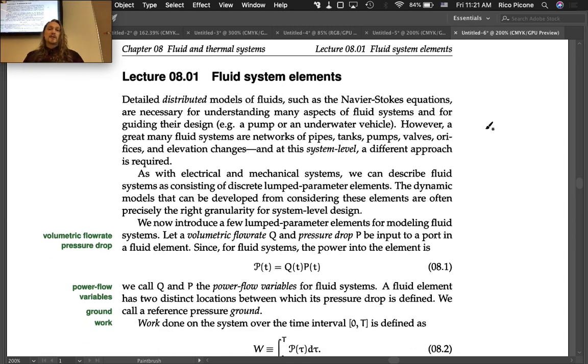So as with electrical and mechanical systems, we can describe fluid systems as consisting of discrete lumped parameter elements. The dynamic models that can be developed from considering these elements are often precisely the right granularity for system-level design, and so that's why they're so useful to us. They'll be able to tell us how much pressure head we need this pump to provide, for instance, and that would help us to select a pump.